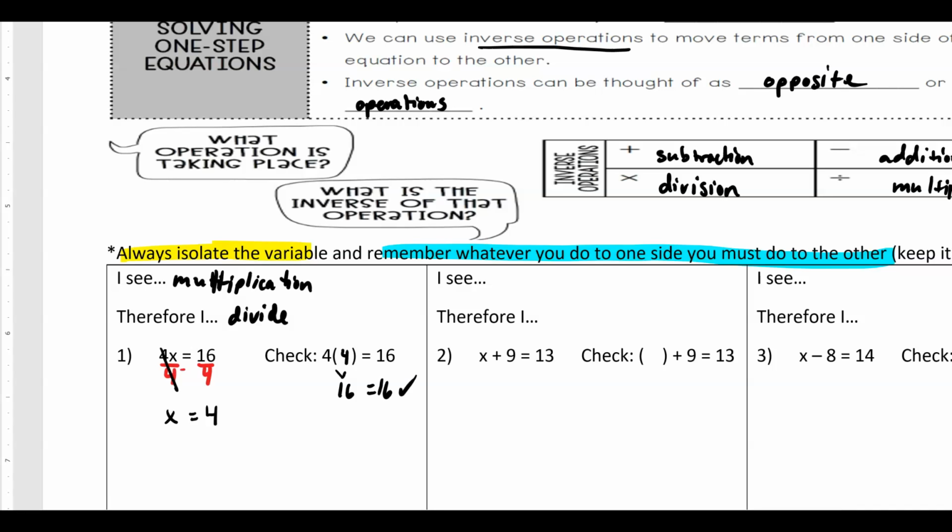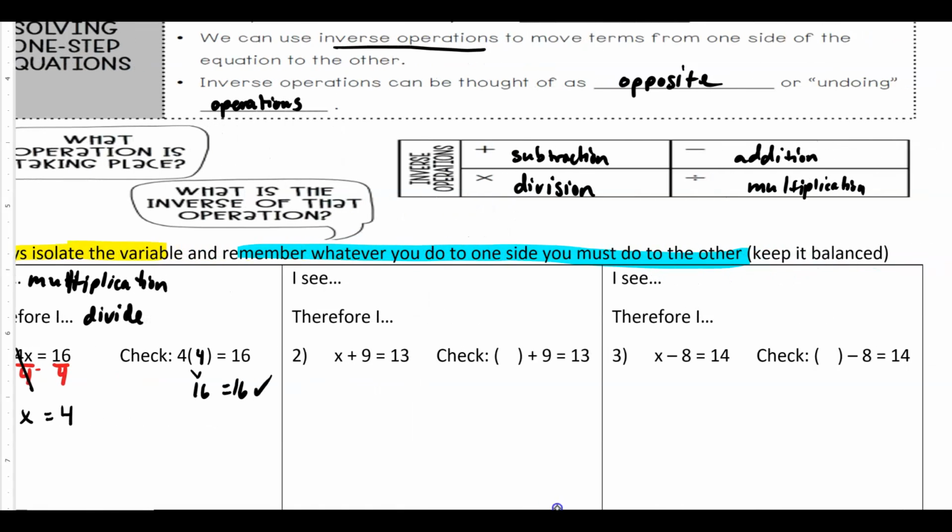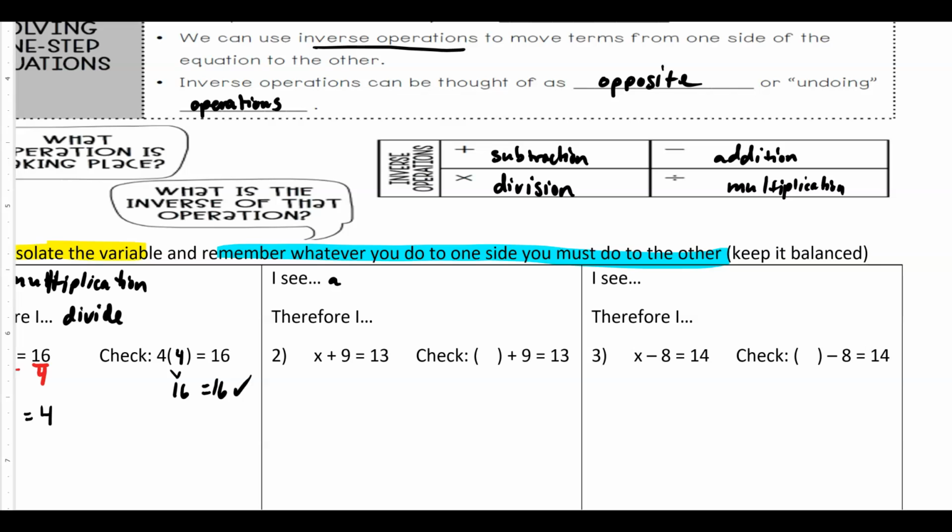Right? Pretend I got 5 here for some reason. Is 4 times 5 equal to 16? No, it equals 20. Therefore, my solution would have been incorrect. So I could have gone back and reworked it. Let's look at this problem. I see addition. So therefore, I'm going to subtract.